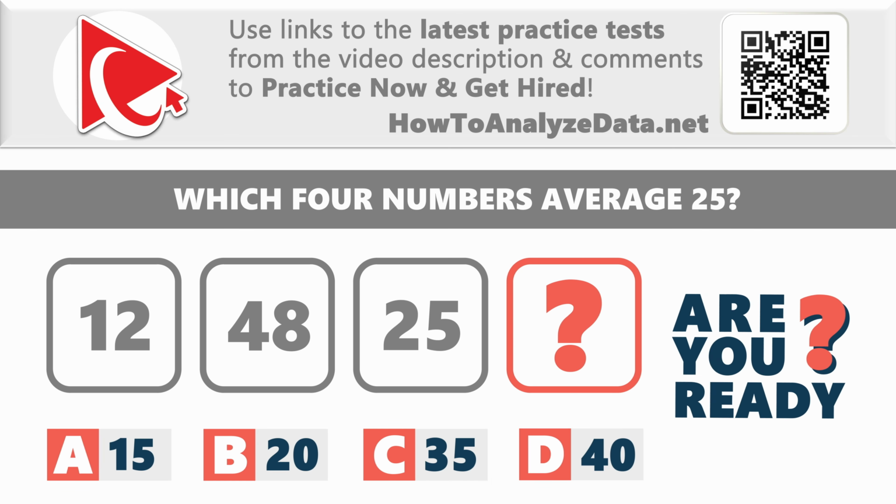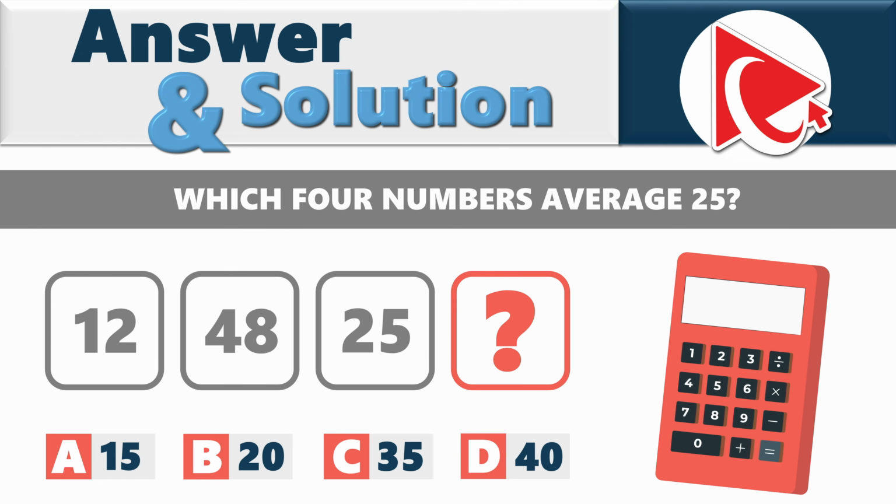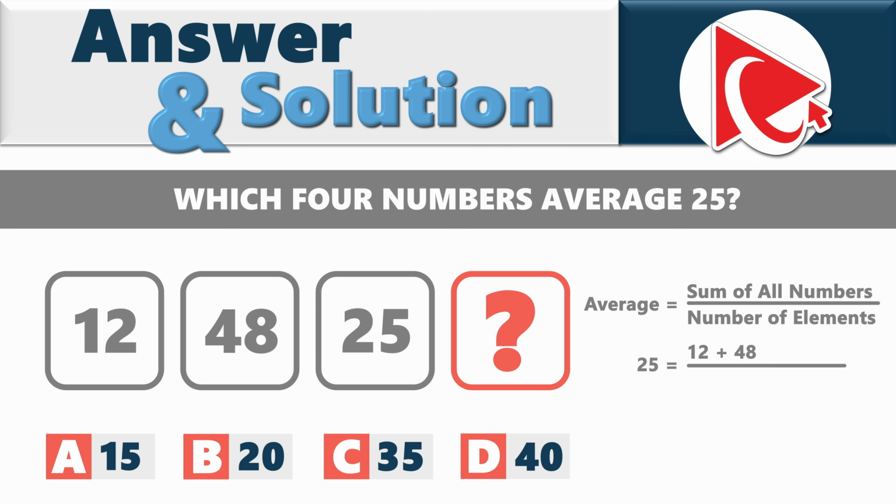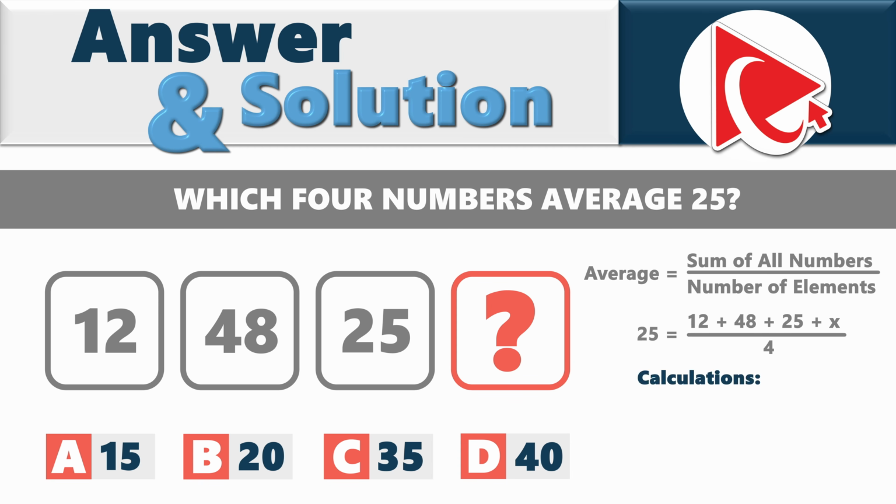Time's up. Are you ready to show your answer? And to solve it, we need to remember how to calculate the average. Average is the sum of all the numbers divided by the number of elements. In our case, we can create the formula 25 equals, and then on the top 12 plus 48 plus 25 plus x as a missing number divided by 4. Once we simplify, 25 would be equal, in parentheses, 85 plus x divided by 4.